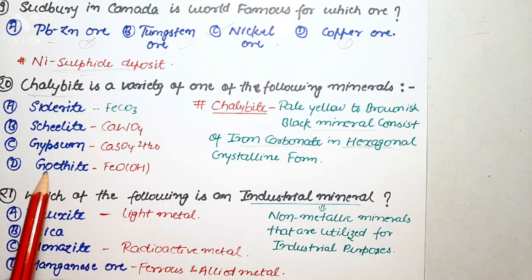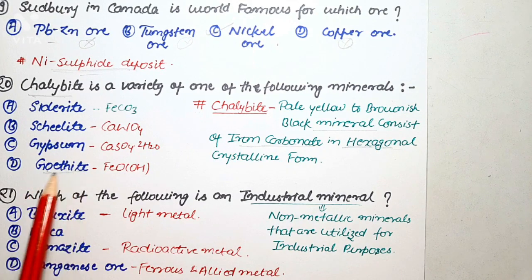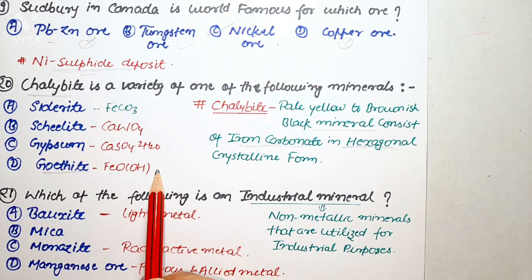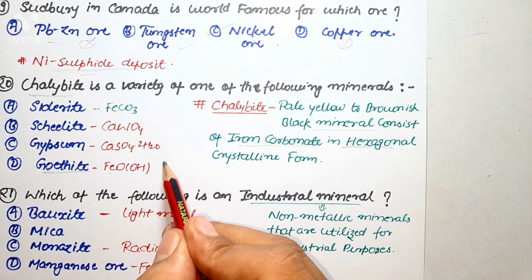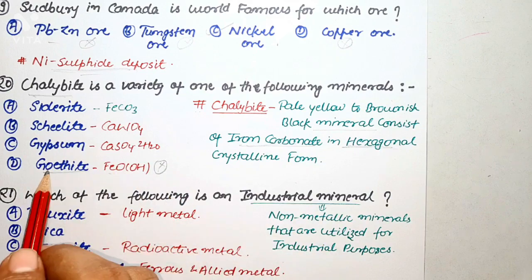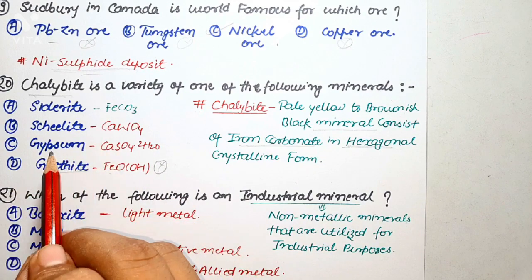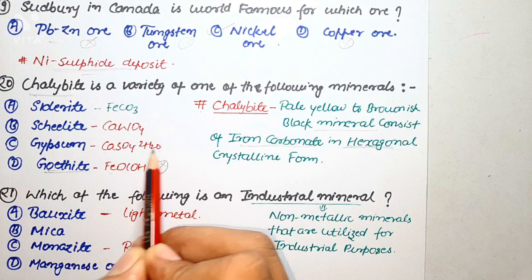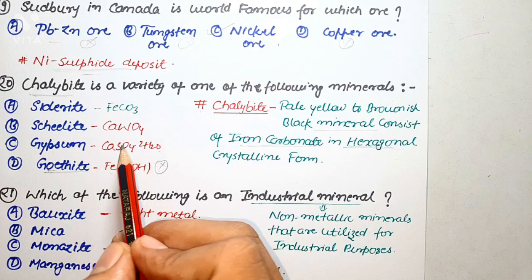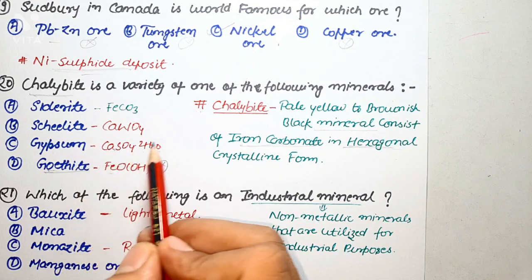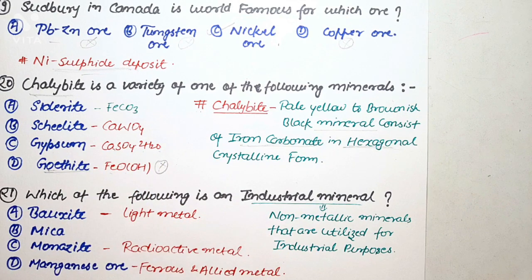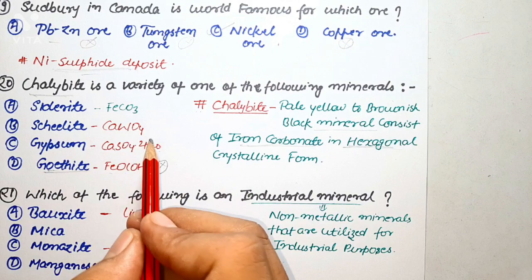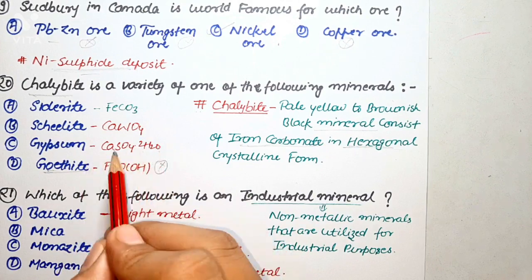First, let's start with goethite. Goethite is FeOOH, so this is not a carbonate and clearly not iron carbonate. So chalybeate will not be a variety of goethite, though this is an ore of iron. Gypsum, gypsum is CaSO4.2H2O. This is also not a variety of chalybeate, and chalybeate will also not be a variety of gypsum, though gypsum has three varieties: alabaster, selenite and satin spar. So chalybeate is also not a variety of gypsum.